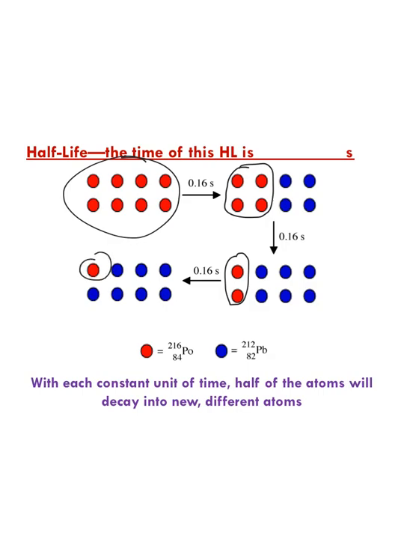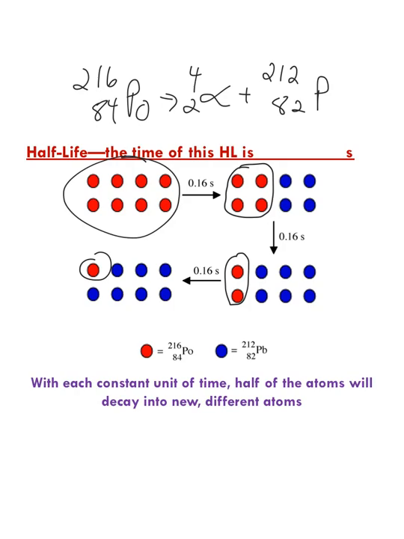So the way this equation would look, this is the equation for alpha decay. So originally we would have 216/84 Po. It would release an alpha particle, and it would become 212/82 Pb. So the red represents the original radioactive substance, so right here, the parent nuclei, and the blue represents the daughter nuclei, what it's being transformed into.